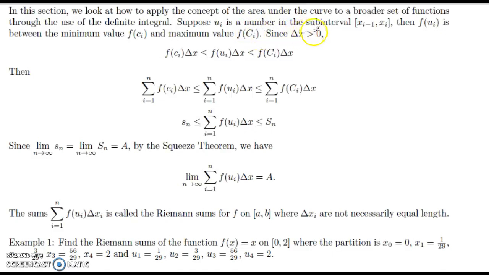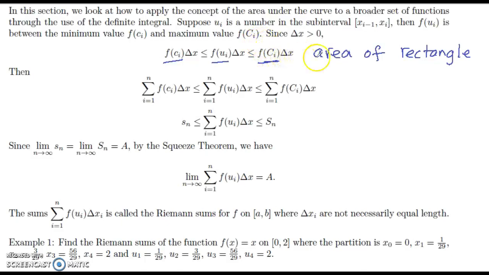Since the width delta x is greater than 0, this minimum value is less than the value in between, which is less than the maximum value. When you multiply each by delta x, the inequality holds the same way. And what is this? This is the area of the rectangle. When you truly understand these expressions, even if they look complicated, you will remember them well.